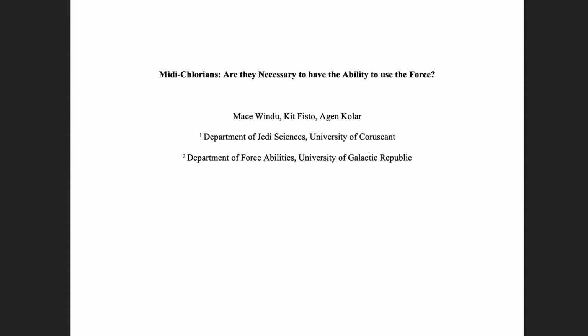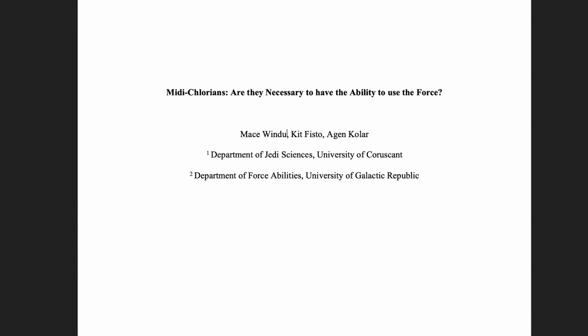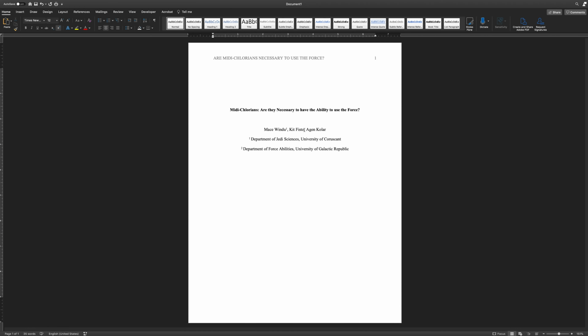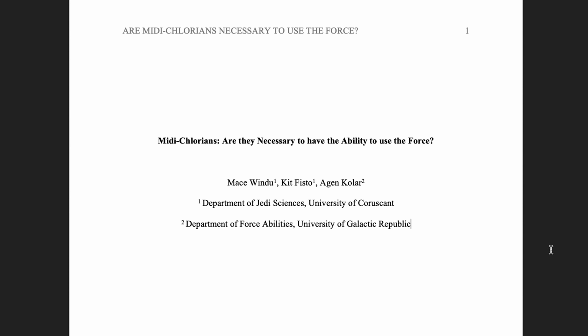Now let's match the authors to the proper affiliations. Remember, the first two authors go with the first affiliation, and the last author goes to the second affiliation. To do so, place the cursor after the last name of the first author, press superscript, and then type in the same number as the affiliation. Do the same for the other two authors, keeping in mind which affiliation they belong to. And then place the cursor back at the very end of the last affiliation.